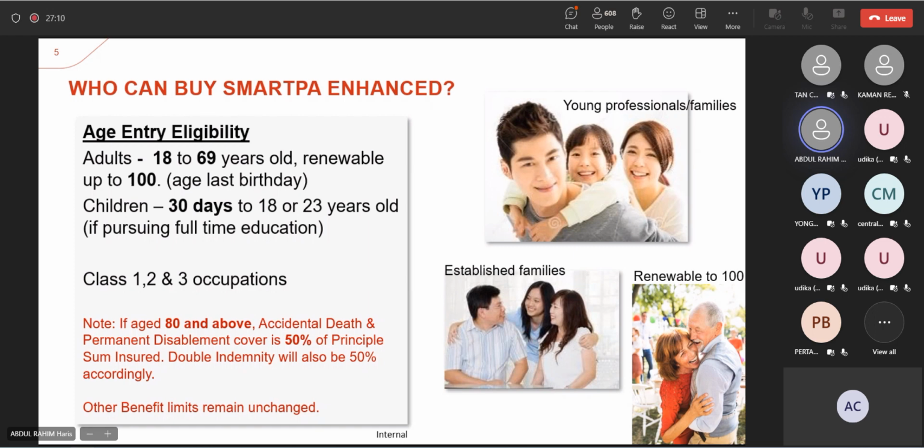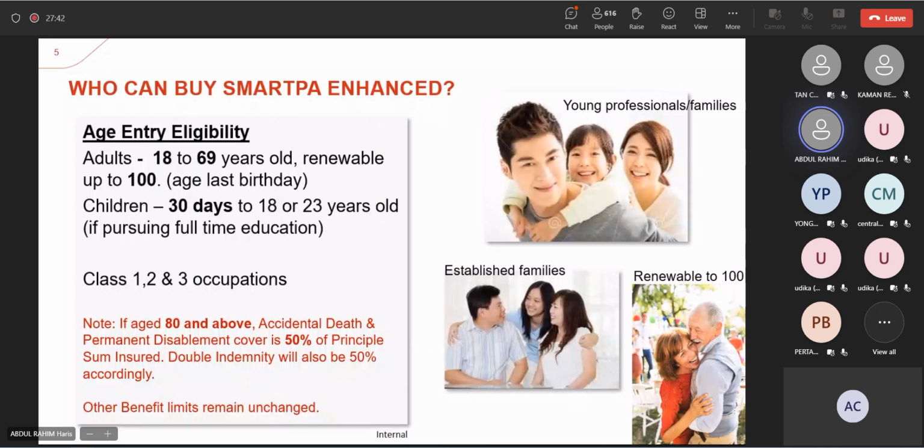Because the risk is higher, but the premium remains the same. So hence, only the accidental death, permanent disablement sum insured is reduced by 50%. Likewise, the double indemnity, which is based on the principal sum insured, is likewise reduced by 50%. But the other benefit limits, medical expenses and so forth, which I will go through later, will remain unchanged. Only the ADPD and double indemnity will be reduced once age 80 and above.